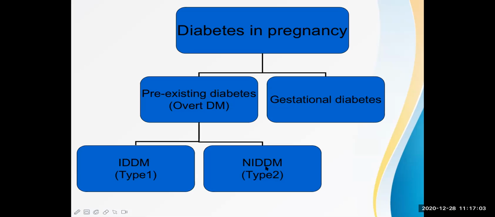Though this NIDDM is a misnomer. This is a wrong term actually. The better terms are type 1 and type 2 diabetes. Now, why is this a wrong term? Because even type 2 diabetic patients need insulin later on. They need insulin when the disease is very severe or uncontrollable with oral hypoglycemic agents. So how can we say this is non-insulin dependent diabetes, right? So this is a wrong term. But still, in so many textbooks, this term is very commonly used.